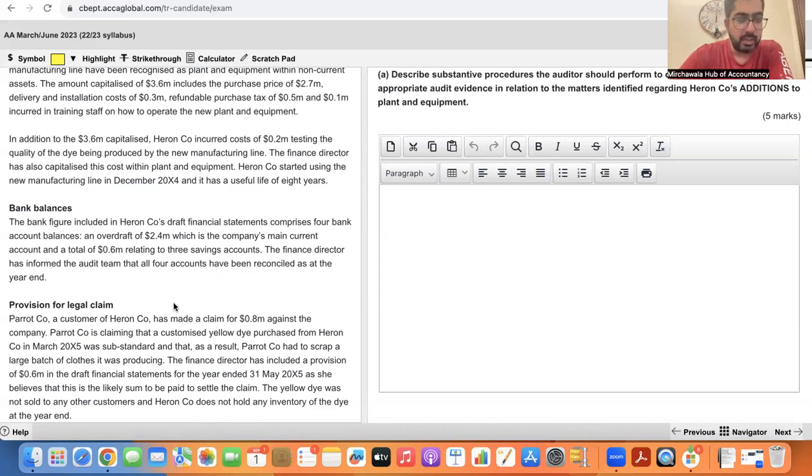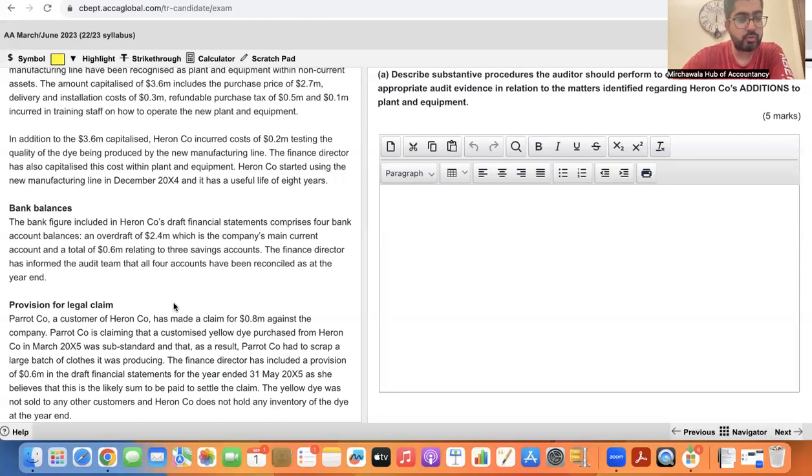Then there is a provision. Parrot company, a customer of Heron, has made a claim of 0.8 million against the company. Parrot is claiming that a customized yellow dye purchased from Heron in March 2005 was substandard, and that as a result, Parrot has had to scrap a large part of the clothes it was producing. The finance director has included a provision of 0.6 million in the draft financial statements for the year ended 31st May 2005, as she believes that this is the likely sum to be paid to settle the claim.